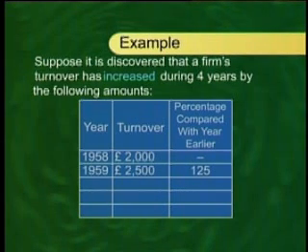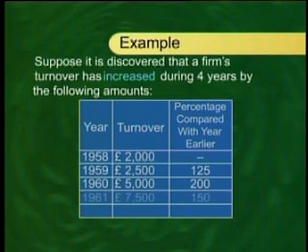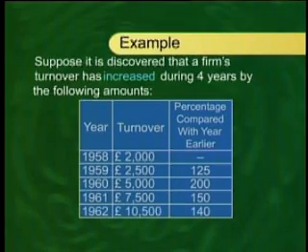Similarly, the turnover for 1960 is £5,000, and that is 200% of the turnover of 1959. Also, the turnover for 1961, which is £7,500 sterling, is 150% of the turnover of 1960.